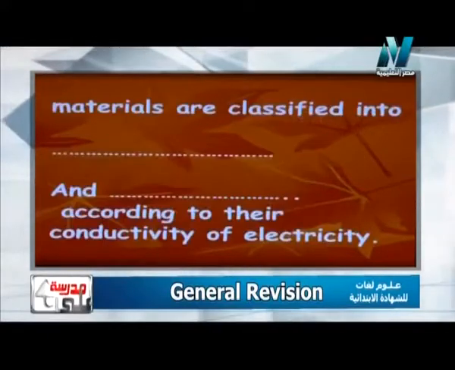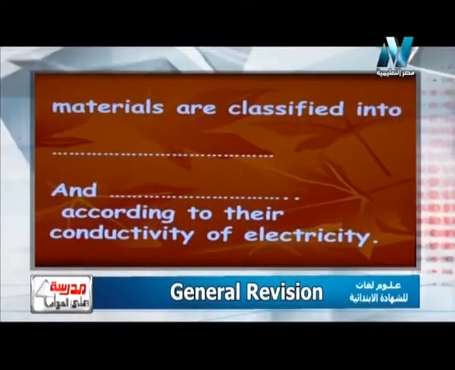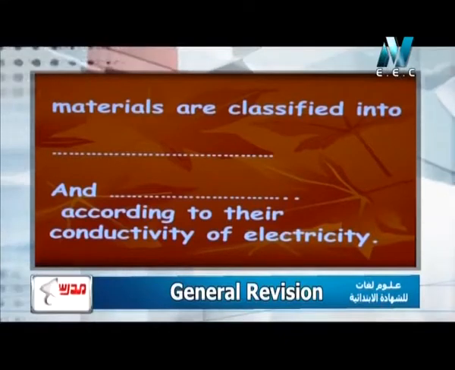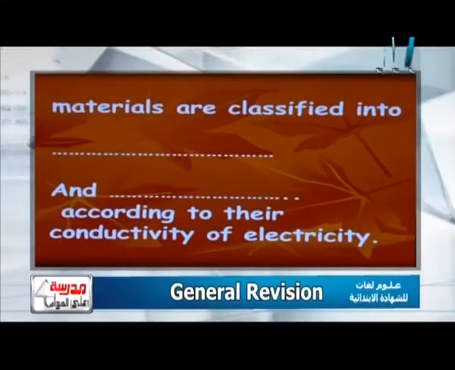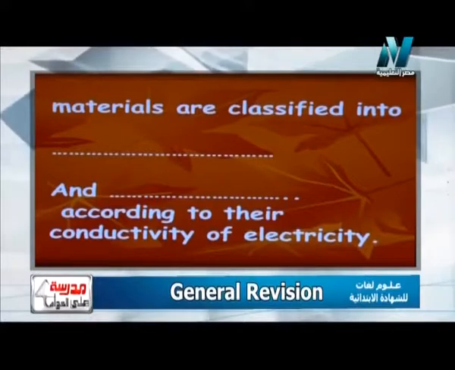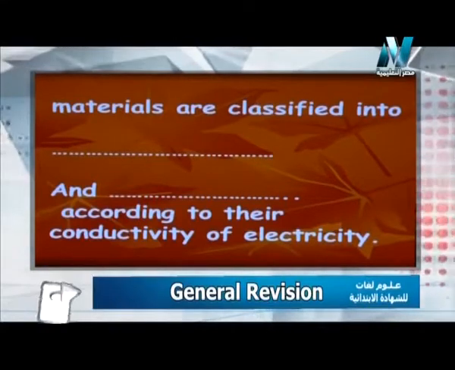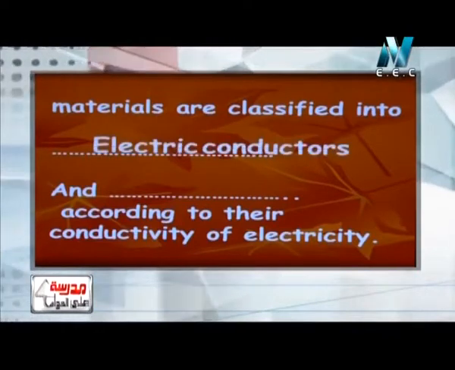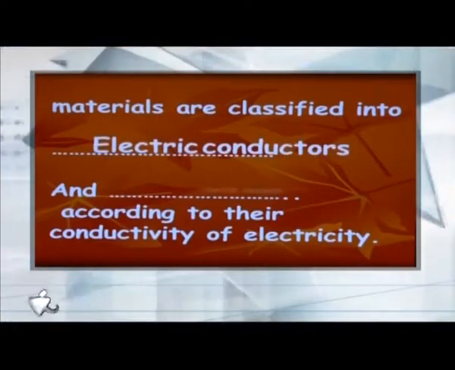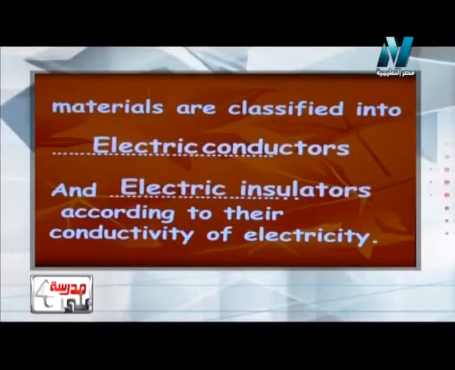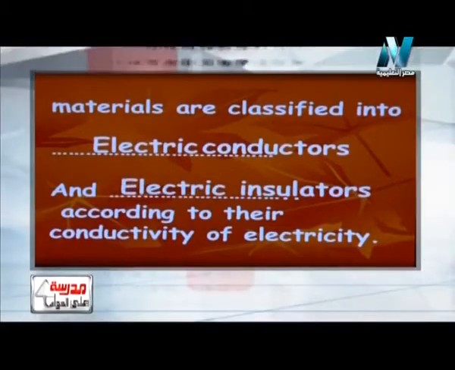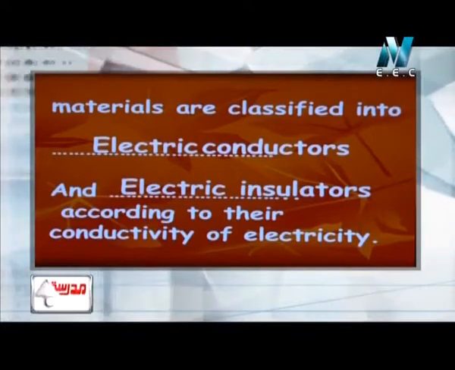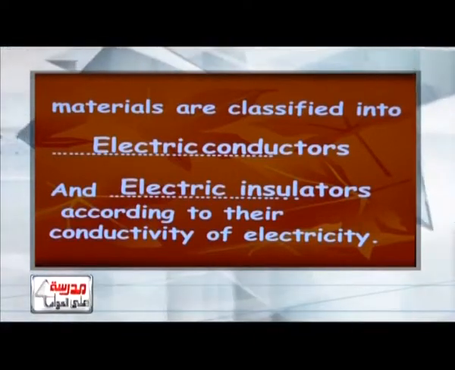Another question. Materials are classified into point and point according to their conductivity of electricity. Surely they are electric conductors and electric insulators. Again, materials are classified into electric conductors and electric insulators according to their conductivity of electricity.